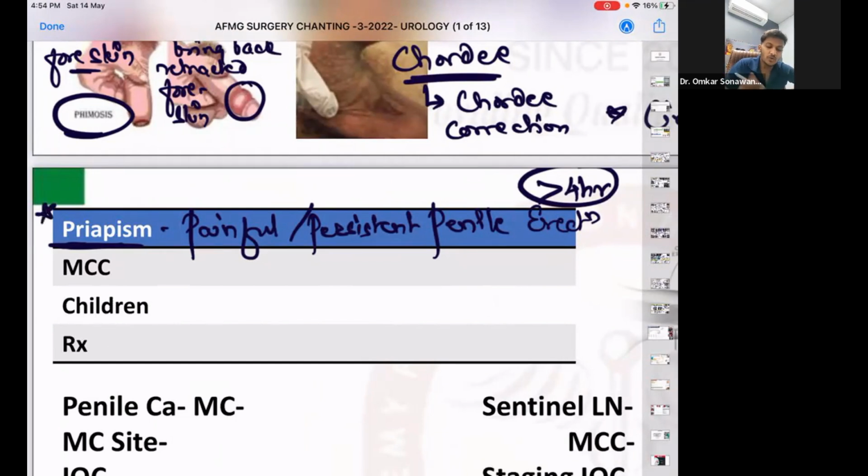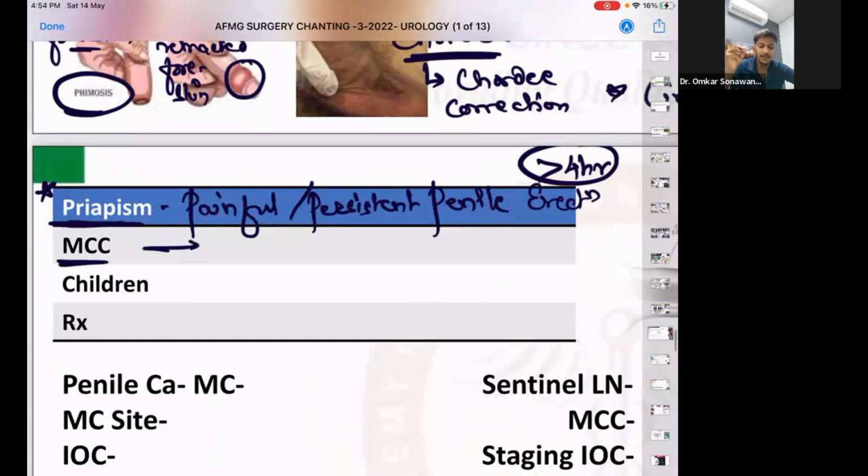So priapism. Most common cause of priapism overall, anybody? All of these can be the causes, but the most common cause of priapism overall, anybody? It is idiopathic. Most common cause of priapism overall is idiopathic.